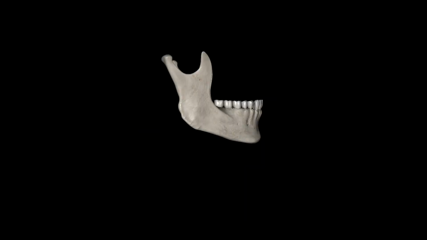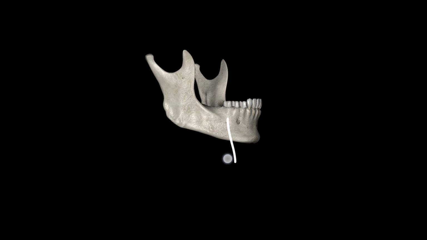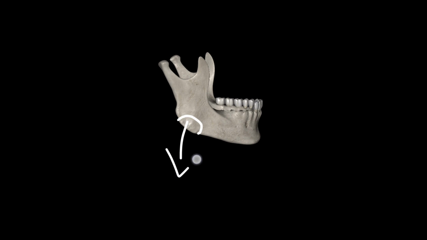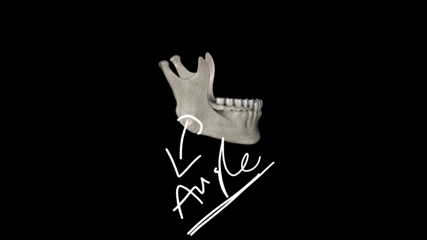Today we are going to learn about the mandible, which is an important topic for VIVA. Coming to parts of the mandible, the posterior part consists of the ramus of the mandible. The anterior part consists of the body of the mandible. This is the angle of the mandible, where the ramus and the body of the mandible meet.